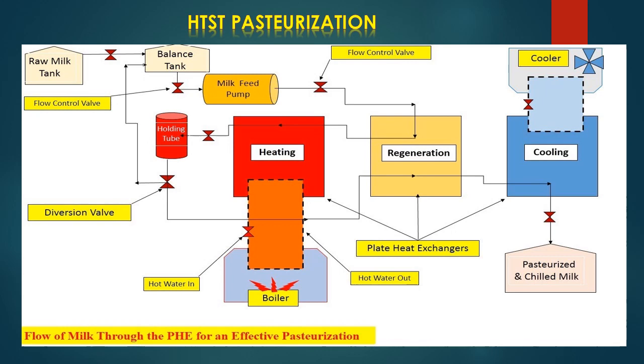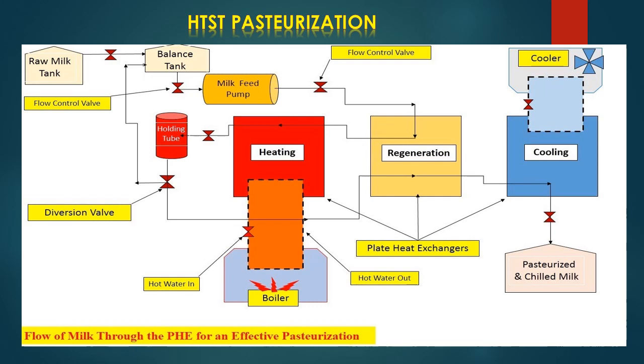Now we will discuss the second method, which is most commercially used for large scale pasteurization, that is high temperature short time pasteurization. Here is a flow diagram for the whole operation, which I am going to explain step by step. From the top right corner, we can see the raw milk tank, from which it goes to the balance tank, and there is a flow control valve through which it goes to the milk feed pump, and then it goes to the regeneration section for initial heating. Then it goes to the red section for further heating, and finally it goes to the holding tube for the actual holding period, that is 15 seconds. After that, if it is sufficient or proper, it goes to the regeneration section for cooling.